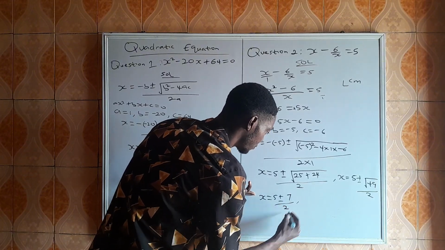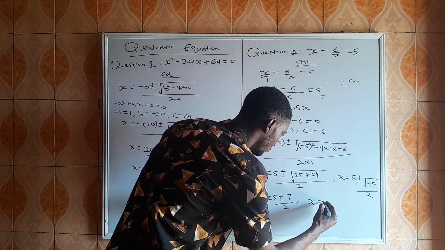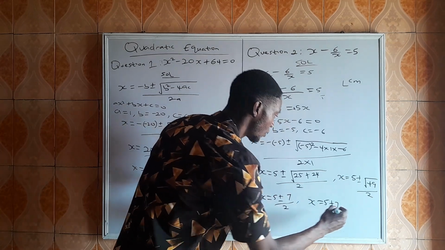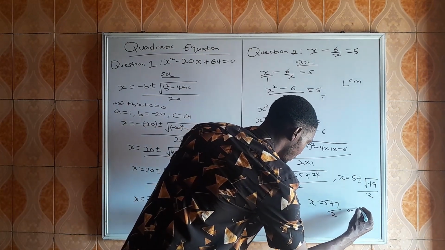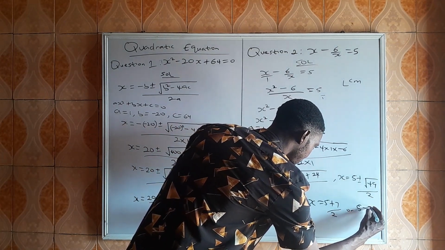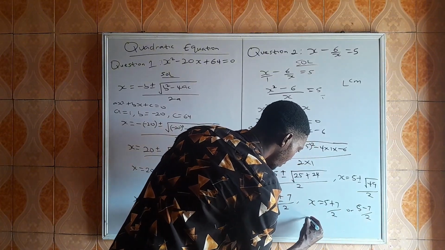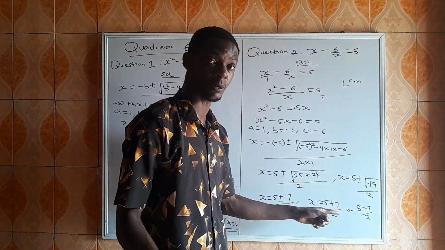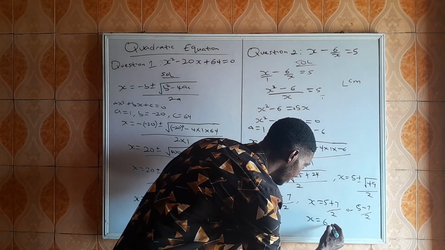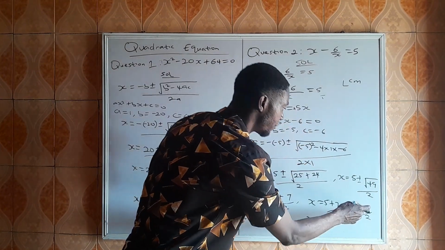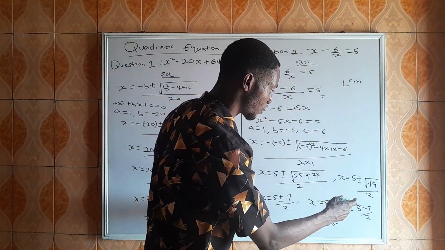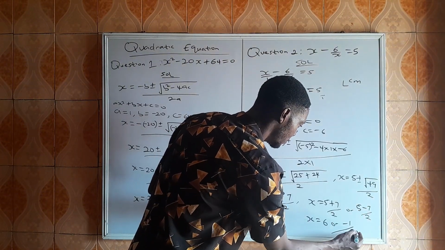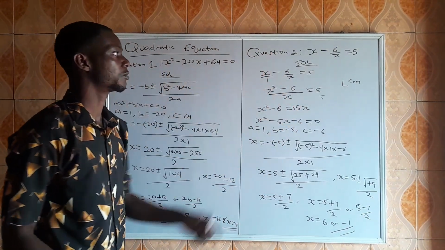So divided by 2. So from here you have s to be 5 plus 7 divided by 2, or 5 minus 7 divided by 2. So you have s to be 5 plus 7, that is 12, and 12 divided by 2 will give you 6. Or 5 minus 7 will give you minus 2, then divided by 2 will give you minus 1. So this will be the answer to this question here.